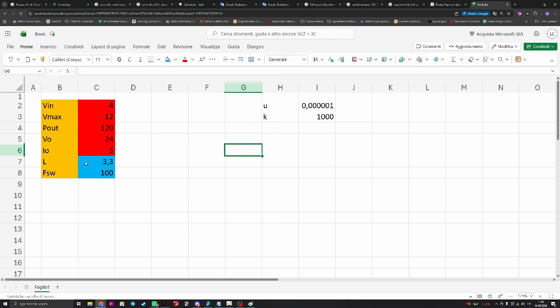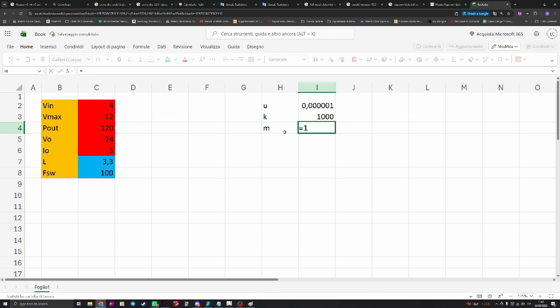For instance, you can name this cell as L and this cell as F switch. How? Just click on this cell and write your name, like K. For instance, you also want milliohm, then milliohm is equal to 1 times 10 to the minus 3, and this cell will become M. Okay, very easy.